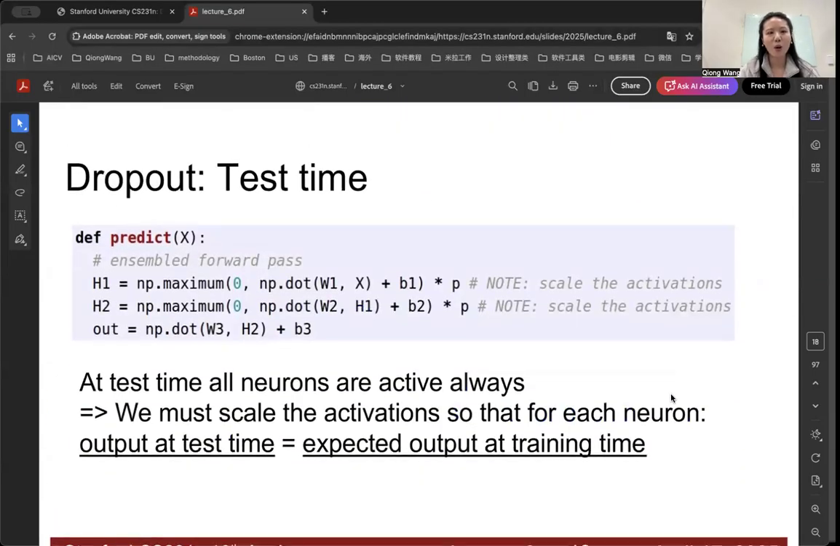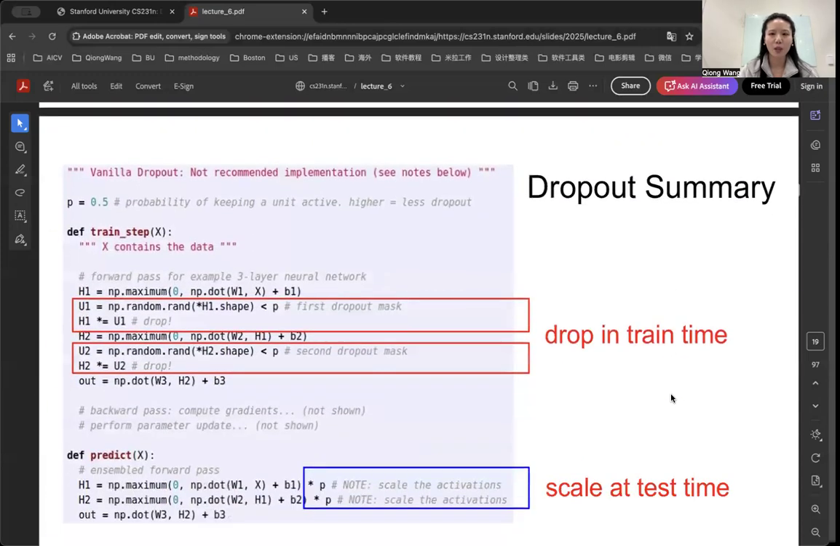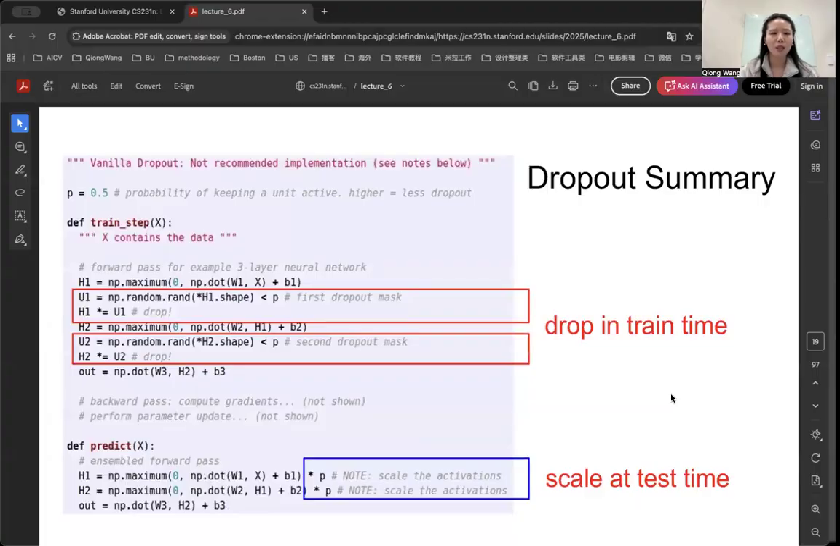How does dropout work during the test time? One strategy we need to remember is that we need to add the probability back to the hidden layers during the test time. This is a good way to make the output at test time equal the expected output during training time. Let's have a big picture of dropout.